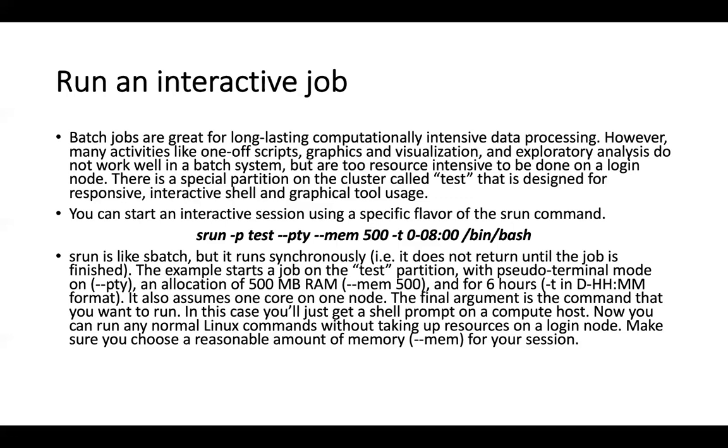srun is like sbatch, but it runs synchronously, and it does not return until your job is finished. That is the difference. The example starts a job on the test partition with the pseudo terminal mode, which is pty, and an allocation of 500 megabytes of RAM for about 8 hours. In this case, you will just get a shell prompt on the computing node. Now you can run any normal Linux command, which is a pretty neat way of running your job.